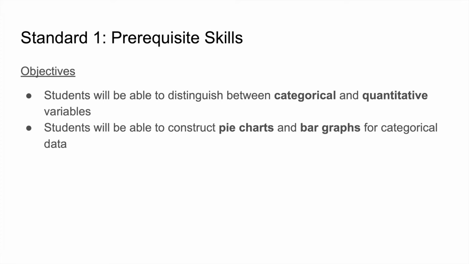Okay, so let's talk about standard one, the prerequisite skills for stats. Primarily, this is all about just distinguishing between categorical and quantitative variables. Categorical variables are variables where the data fits very nicely into distinguishable categories, whereas quantitative data is often numerical with units. But really, the key difference is that with quantitative data, the average or the mean has meaning within the context of the problem.